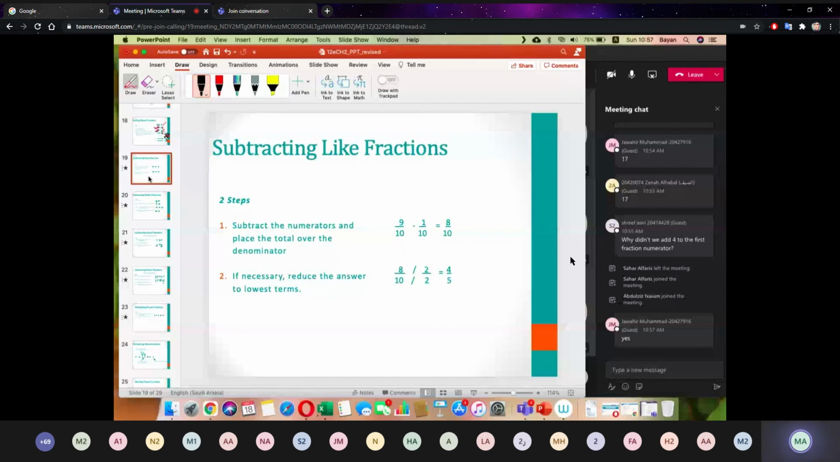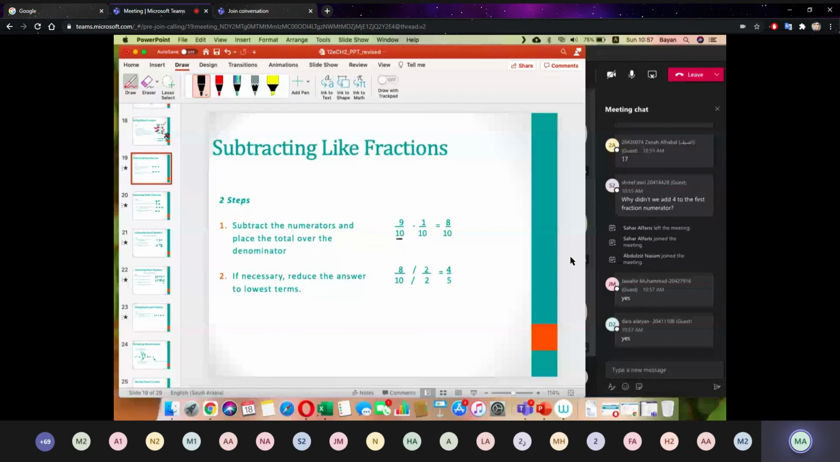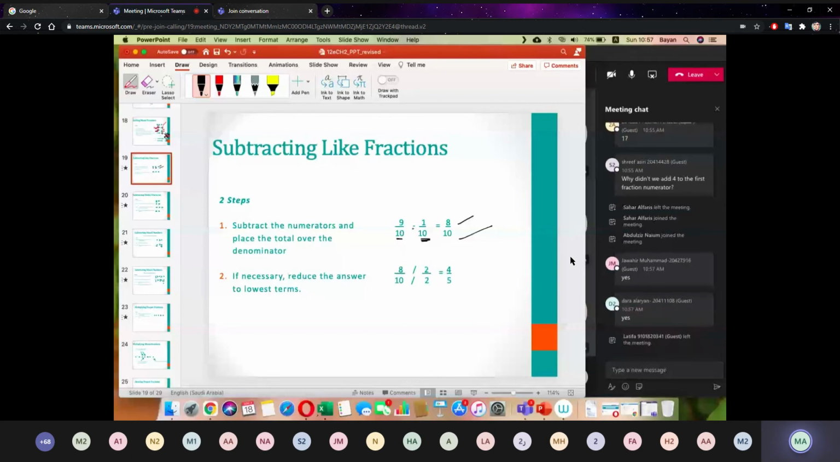Here we have subtracting like fractions. Here we have the same denominator. We just subtract the numerators. You have 9 over 10 minus 1 over 10. We have the same denominator. We just subtract 9 minus 1, which will give you 8 over 10. The same as we did before. Adding fractions is the same as subtracting fractions.